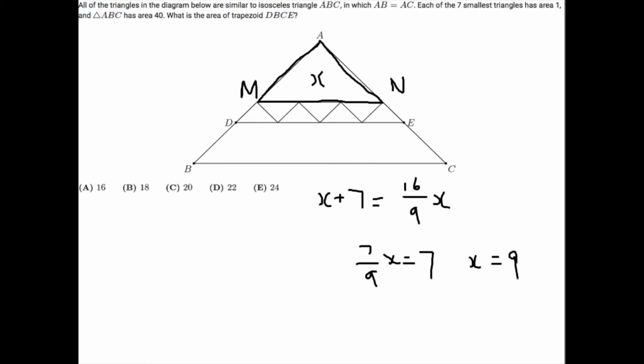So if x, or the area of AMN, is 9, then we know that ADE has area 9 plus 7, which is 16. Since ABC has area 40, the area of trapezoid DBCE is going to be equal to 40 minus 16, which is 24. So the answer is E.